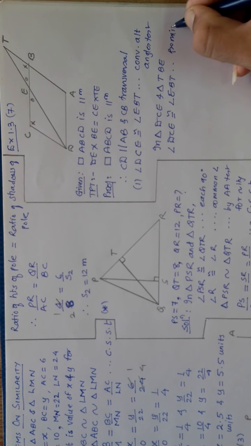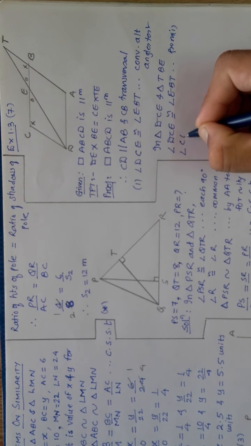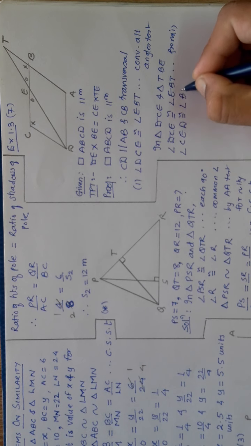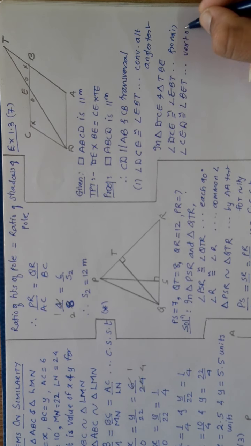From the first one. Agreed? Then the angle is called E, but at E there are four angles formed. So you write the complete name, that is angle CED is congruent to angle BET. These are vertically opposite angles.